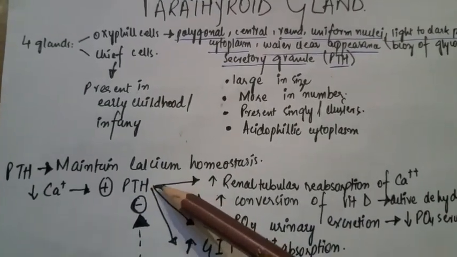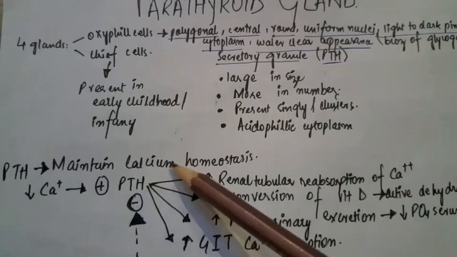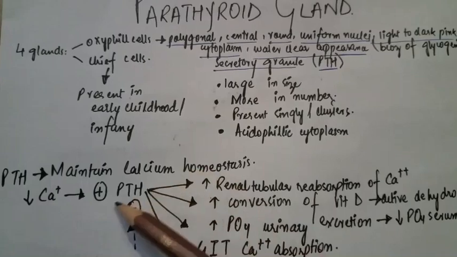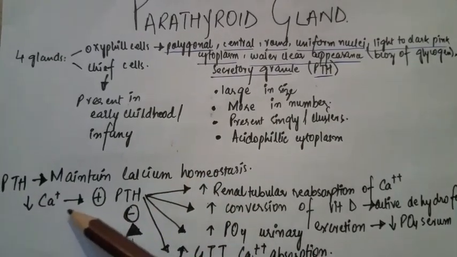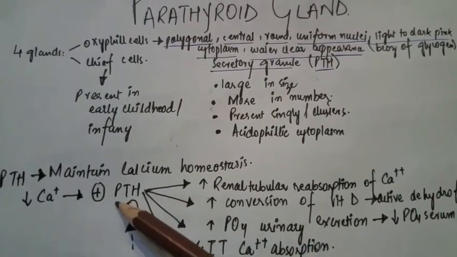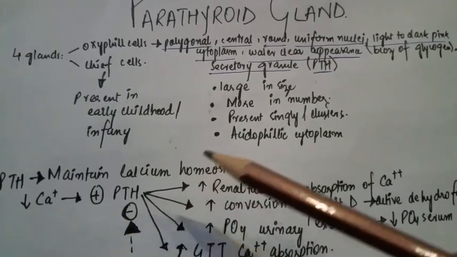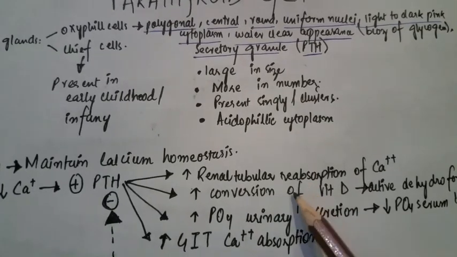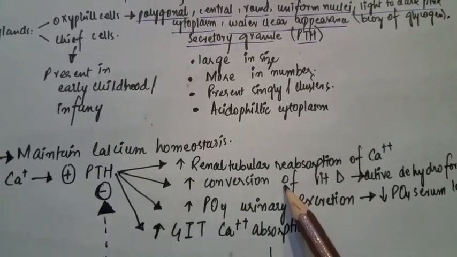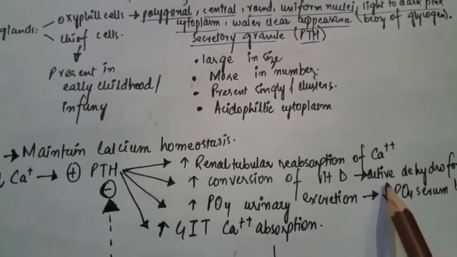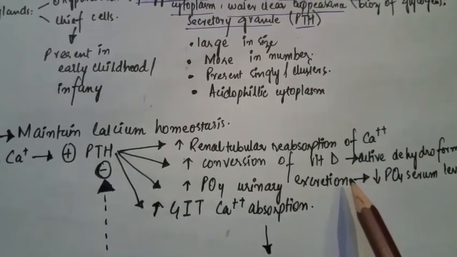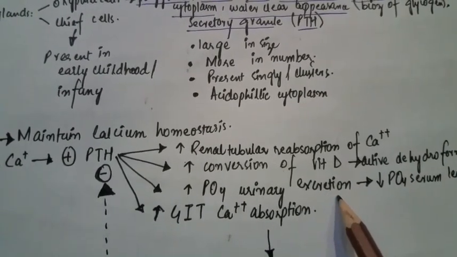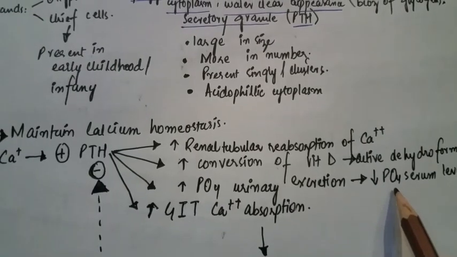So what is the function of the parathyroid hormone? The parathyroid hormone basically maintains calcium homeostasis. If the level of calcium decreases in the blood, it stimulates parathyroid hormone secretion. What will the parathyroid hormone do? It increases renal tubule reabsorption of calcium. It increases the conversion of vitamin D to its active dihydroxy form in the kidney by increasing the level of alpha-1 hydroxylase in the kidney. It increases phosphate urinary excretion, decreasing the serum phosphate levels.